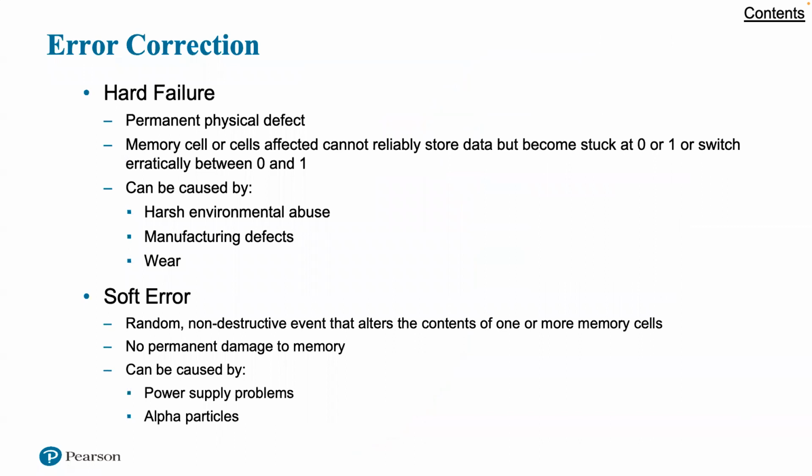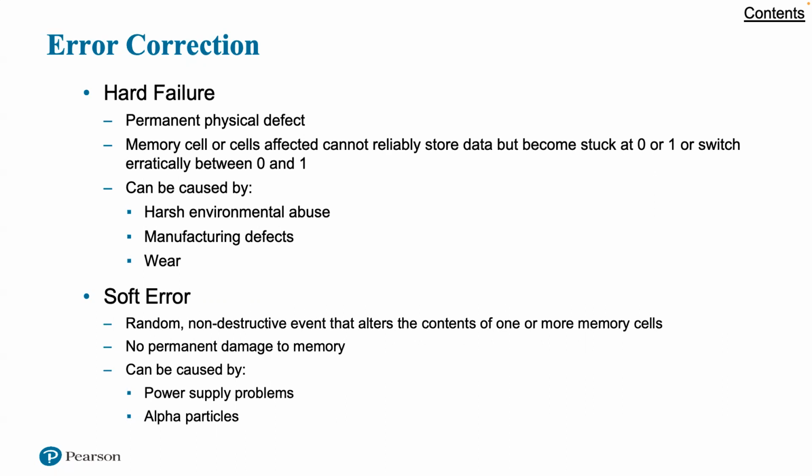Well, the next section that we wanted to talk about was error correction. Let's introduce it here, and we'll get more specifics about a couple of different ways it can be done. A semiconductor memory system is subject to errors. These can be categorized as hard failures, so hardware failures, maybe you can think about it, and soft errors. A hard failure is a permanent physical defect so that the memory cell or cells affected cannot reliably store data but become stuck at 0 or 1, or switch erratically between 0 and 1. Hard errors can be caused by harsh environment abuse, manufacturing defects, and wear.